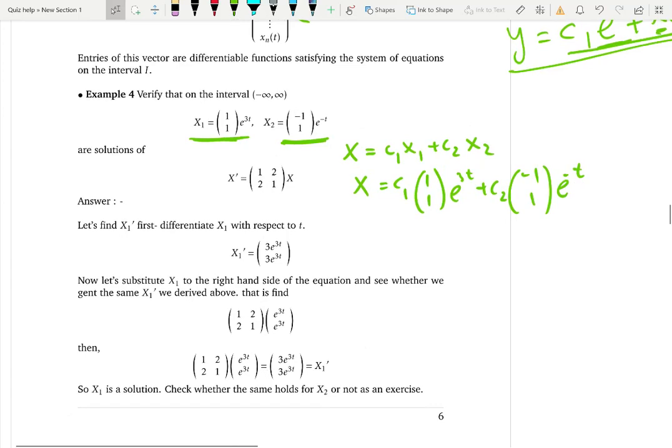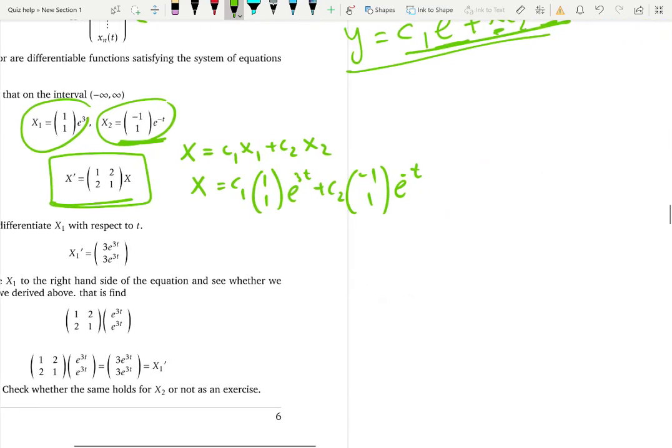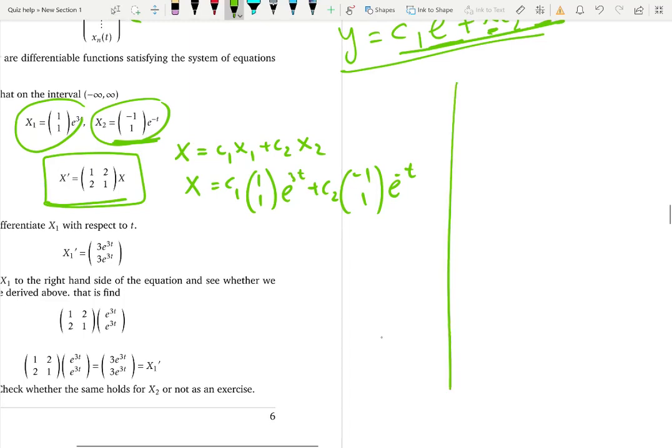Now here's something cool that they ask in this question. I don't know whether it's cool or not, but okay, anyway. So they say verify that both of them are solutions of this differential equation. Now again, I'm calling this the system of differential equations, but it looks like linear algebra, but it is what it is, okay? All right, so how do you verify that X1, which is (1, 1) e^(3t), is a solution of this system?